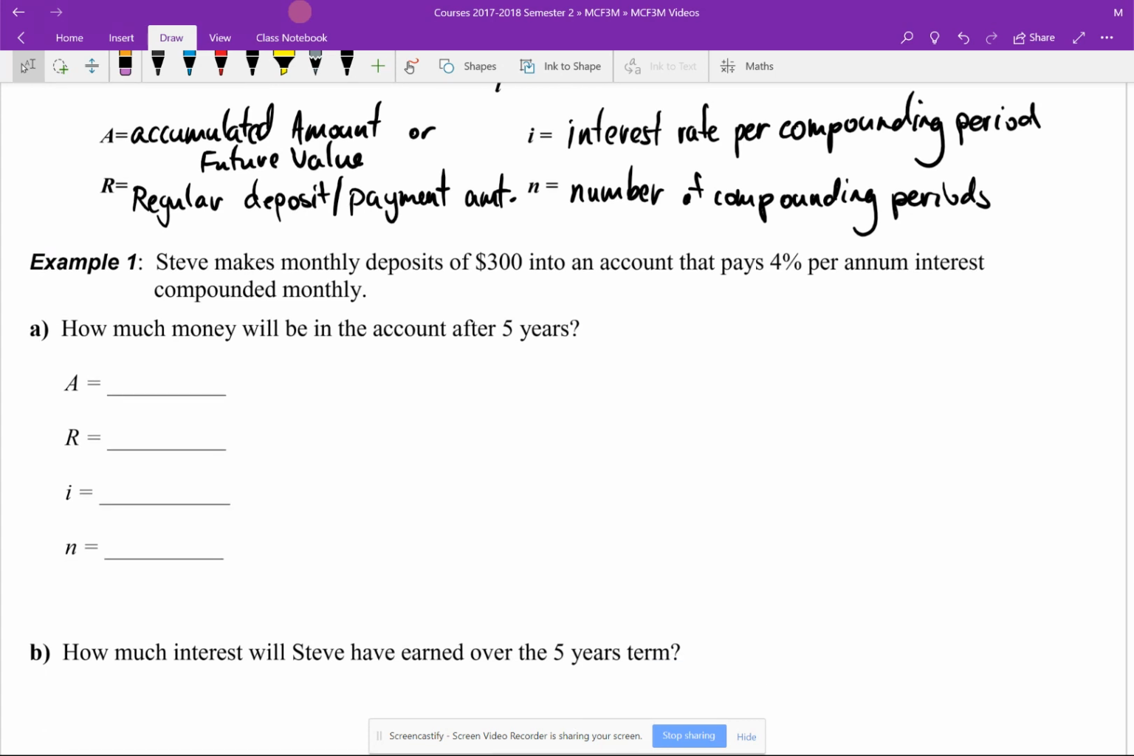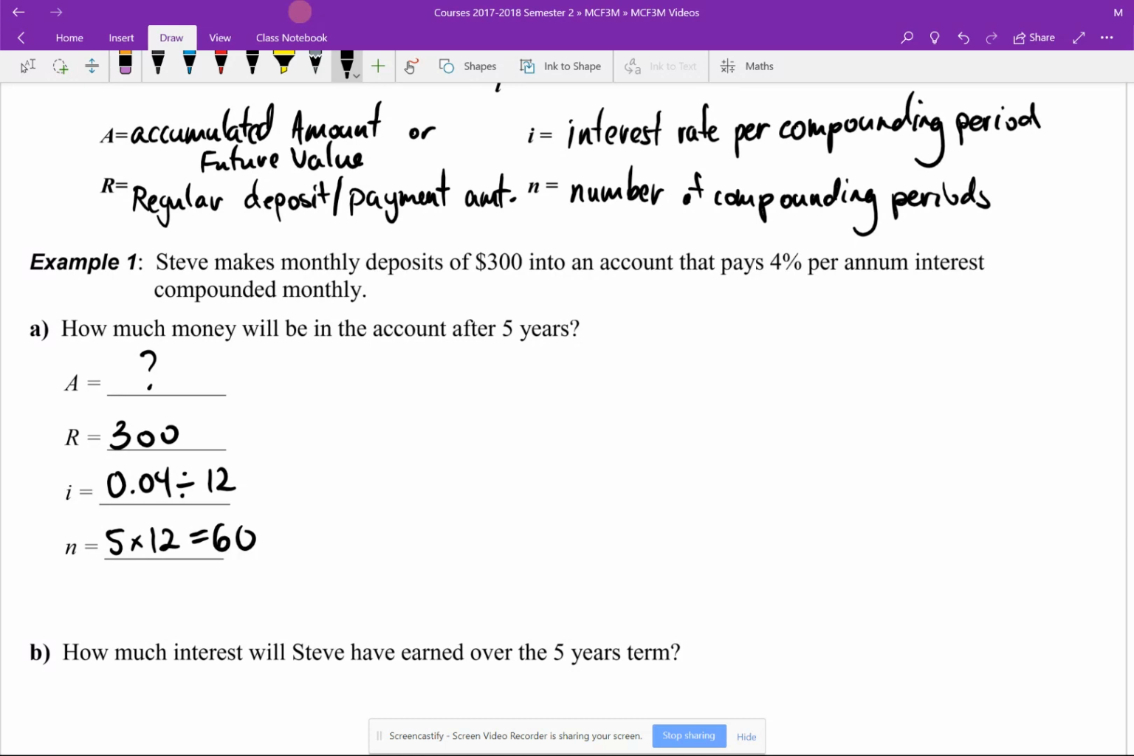So we're looking at the value for A. What is A? Okay, the regular payment is $300. So we're making $300 per month, monthly deposits. My interest rate is 4% per year. So 4% per year is 0.04, but because it's compounded monthly, I have to divide that by 12. And the number of compounding periods, over 5 years making monthly payments, 5 times 12 is 60.